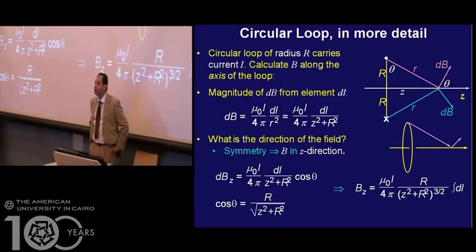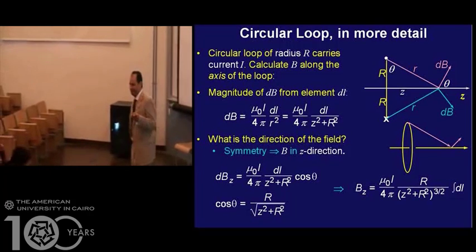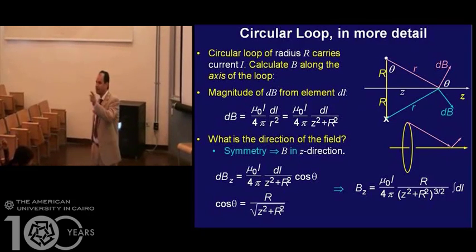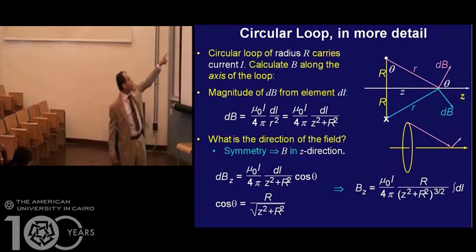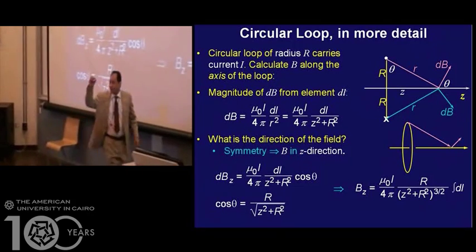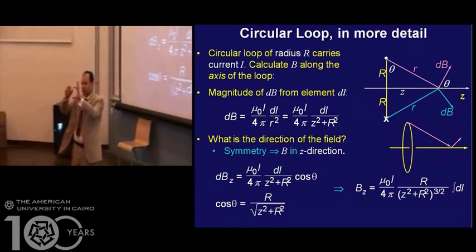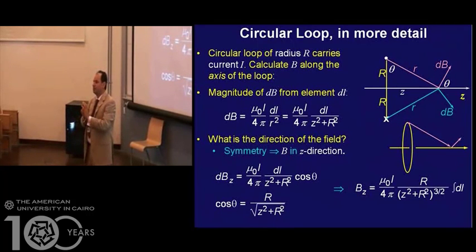Why didn't I write the cross product? Because dl and r are perpendicular to each other. So it's dl times r over r cubed. R will cancel with the cube, and you get only r squared. It's the length of that segment. You choose a segment in here. This is the loop. You choose a small segment that has a length dl. And then you do the integration from the beginning to the end.